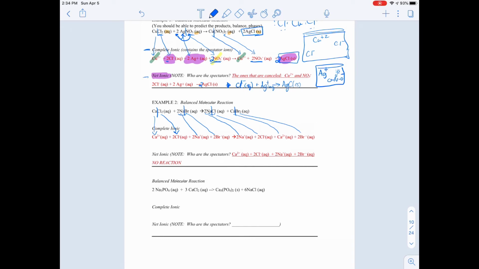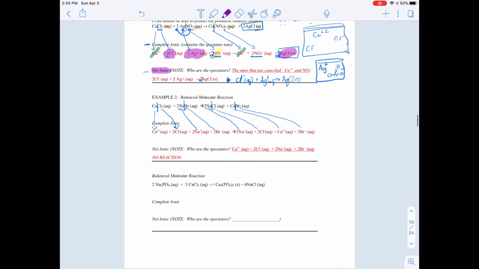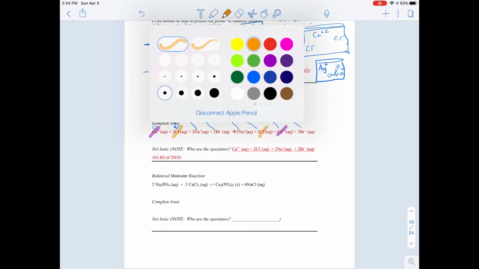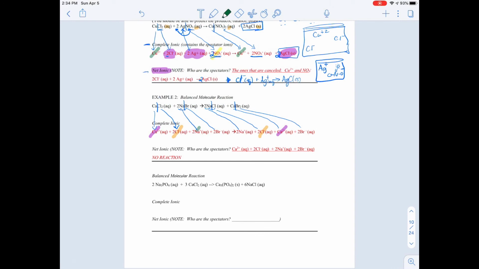Do a quick check and just make sure that you do have all the same coefficients on both sides. This is usually the best way to do it. Sometimes, if you don't like writing all the phases at once, I'll go back and do the phases at the end. So you've got your Ca cancels with your Ca, same coefficients. And then you've got your Cl cancels with your Cl, same coefficients. And then your Na cancels with your Na, same coefficients. And then your Br cancels with your Br.